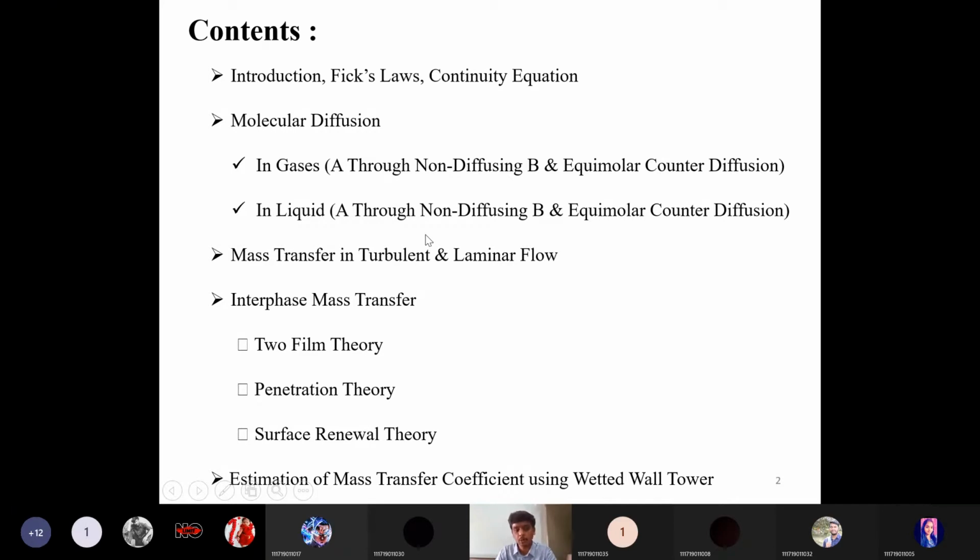To define how the mass transfer is taking place, there are many theories. One is film theory, the next is penetration theory, and then surface renewal theory. Among the film theories, one other theory is also there, that is two-film theory, where one film is the gas phase and one is the liquid phase. All these theories we will be discussing. Then the last topic of this unit is estimation of mass transfer coefficient using a wetted wall tower. That is the experimental setup, and we will deal more with this wetted wall tower to estimate the mass transfer coefficient experimentally. So these are the contents in unit 1.